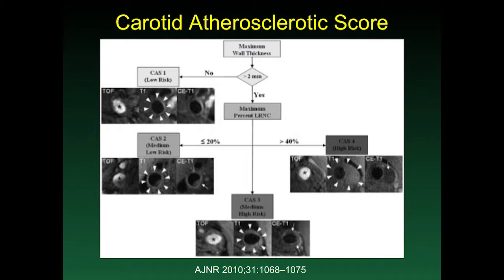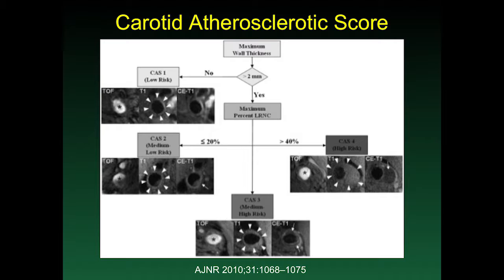When you don't have much of a wall, less than 2 millimeters, it's a 1. If your wall is thicker than 2 millimeters, you look for the slice where the necrotic core, that pocket of pus, is the biggest, and the cross-sectional area of the necrotic core compared to the cross-sectional area of the rest of the plaque. When it's less than 20%, it's a CAS2. When it's between 20 and 40, it's a CAS3. And greater than 40, this is what people usually consider large, is a CAS4.